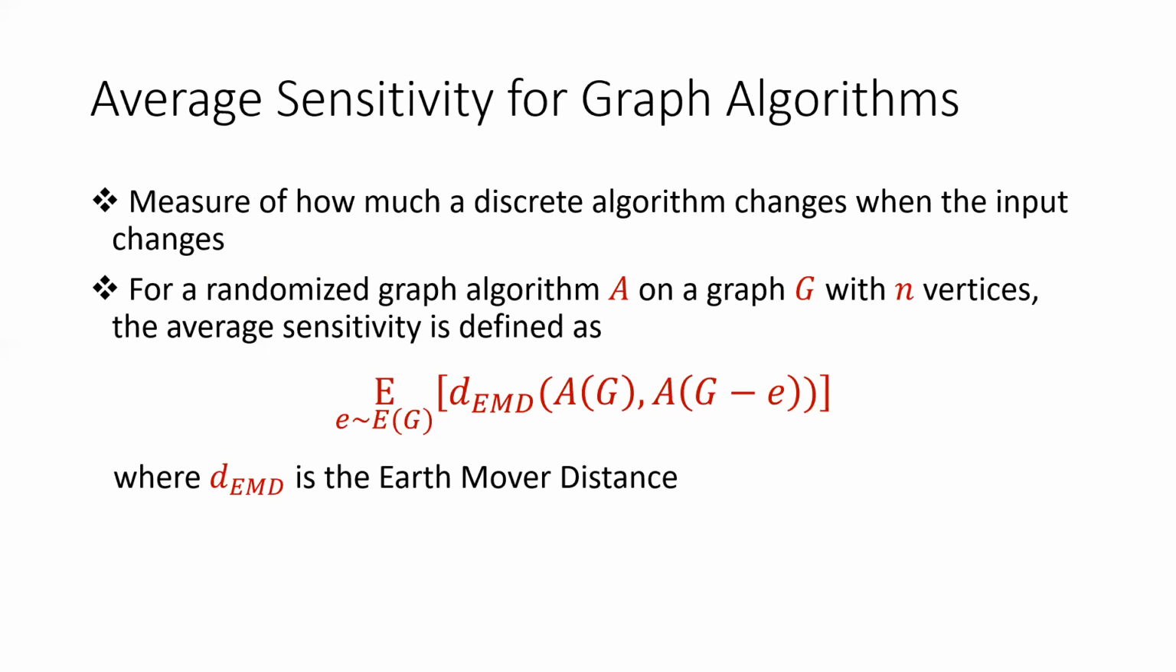Again, the sensitivity is a measure of how much a discrete algorithm changes when the input changes. But the definition that we described previously is for a deterministic algorithm. For a randomized algorithm, the average sensitivity is defined as the expectation of the Earth mover distance between the output of the algorithm A on the input G versus the output of the algorithm A on the input G minus E. And we consider this quantity as an expectation over all edges E in the edge set of G.